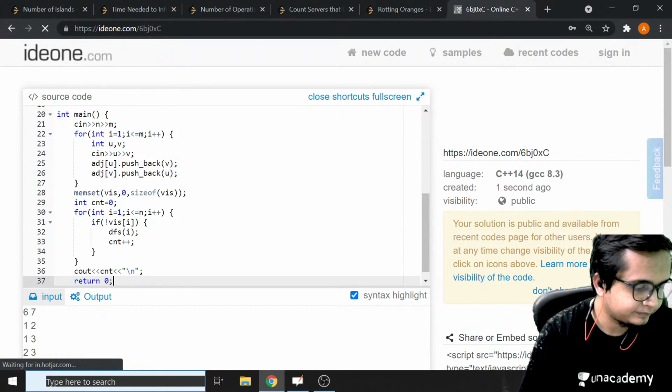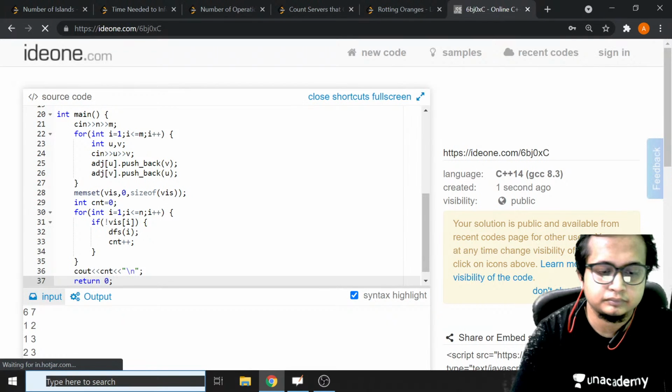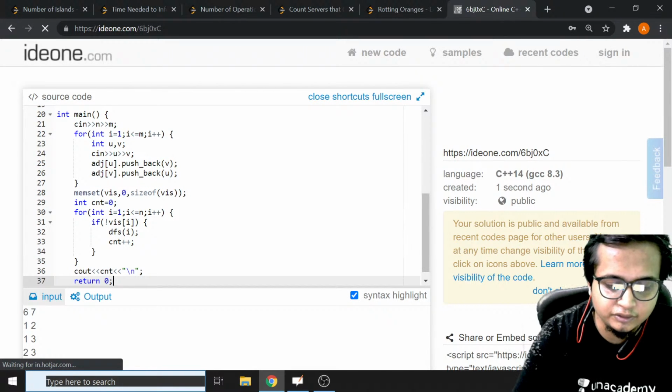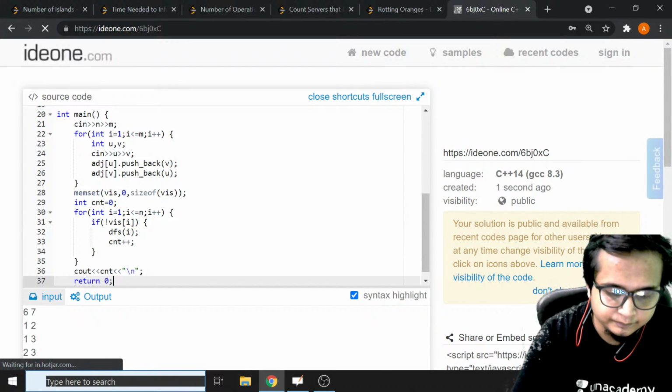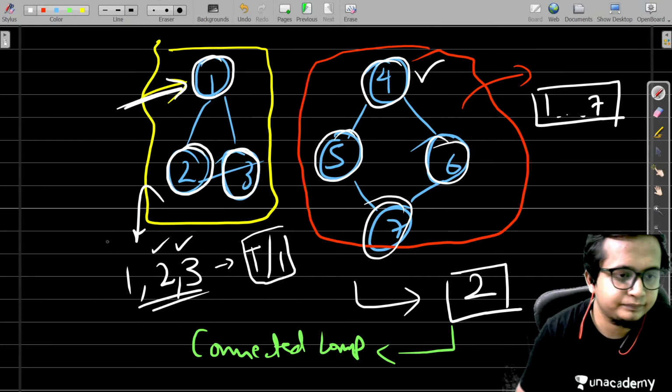Yeah, correct, Sandeep. So just tell me if this is clear, so we can move on to the BFS. Okay, so clear. Okay, so let's move on to the BFS part.